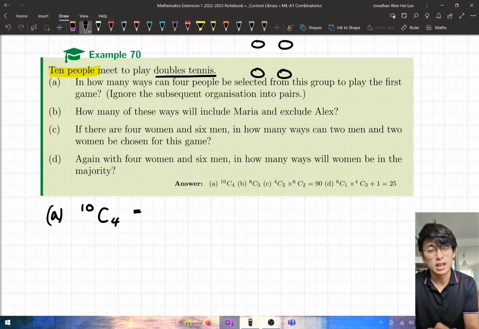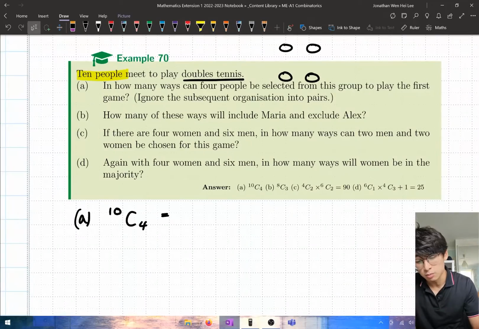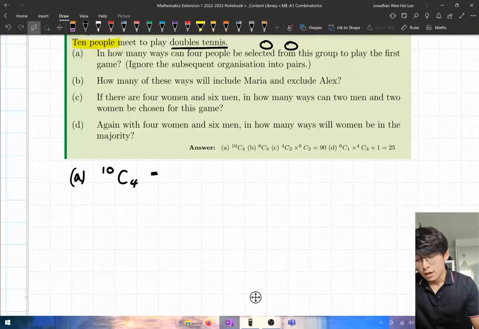It doesn't mention any particular order they have to go on the court in. It doesn't mention who needs to go where. And so we're just selecting 4 people, any group of 4. So that's going to be 10 choose 4. So I can put this in my calculator. Actually, we can leave it in this choose notation as well. That's totally fine too. That's what the answers have done. Okay, great. Let's have a look at this next example.